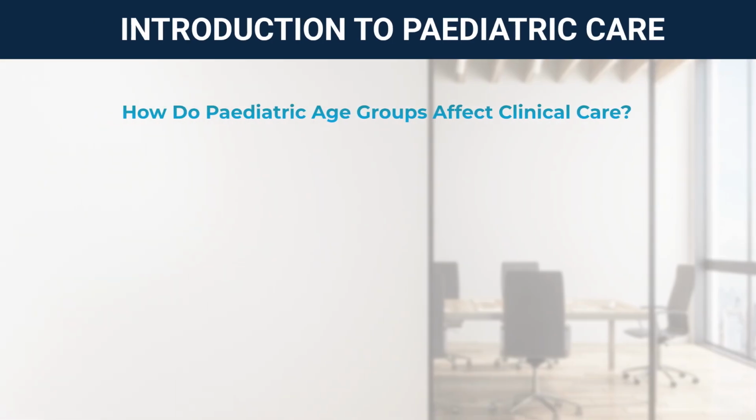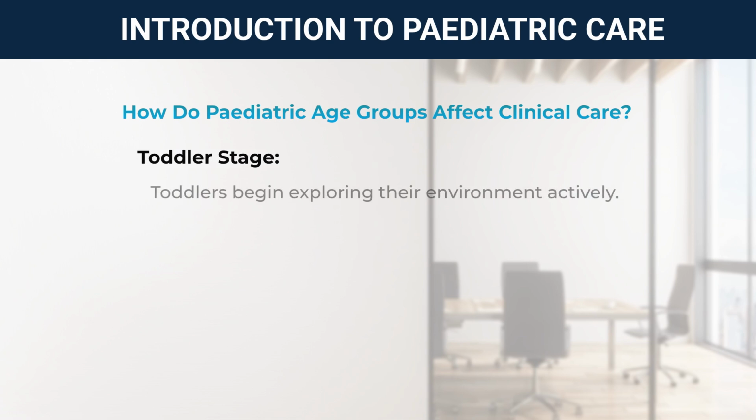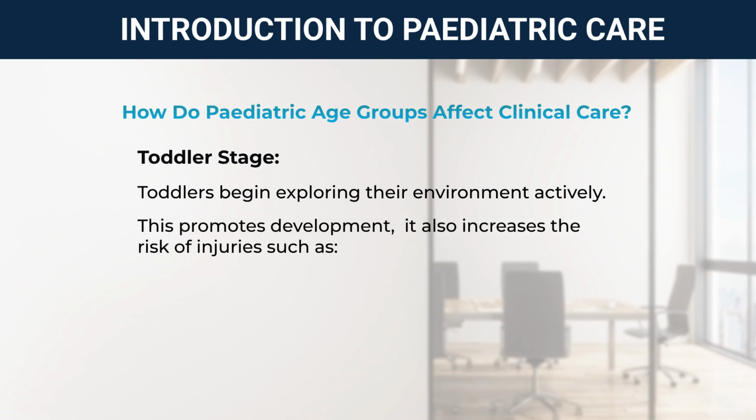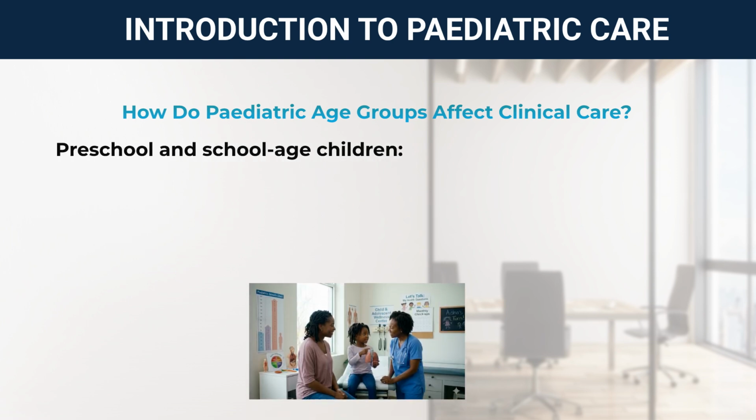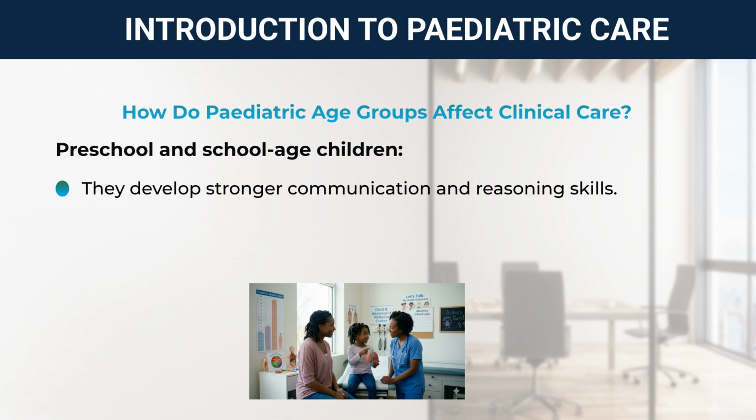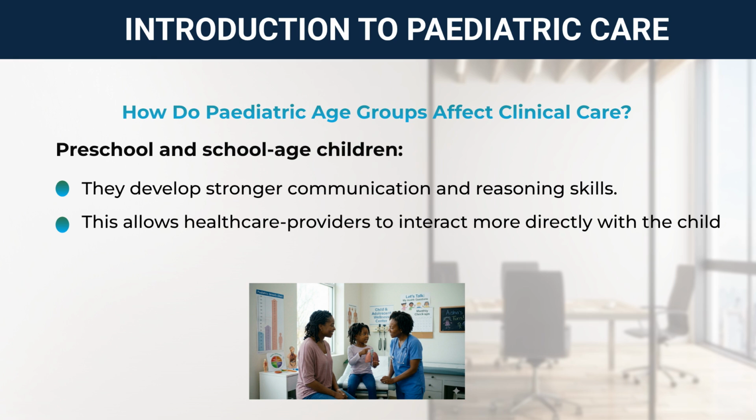Now let's take a look at the toddler stage. Toddlers begin exploring their environment actively. While this promotes development, it also increases the risk of injuries such as choking, poisoning, and falls. Next, let's take a look at preschool and school-age children. They develop stronger communication and reasoning skills. This allows healthcare providers to interact more directly with the child, while still involving caregivers.